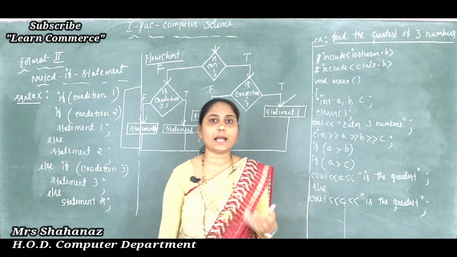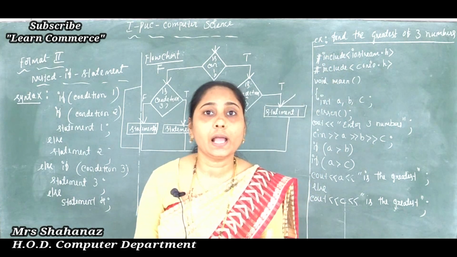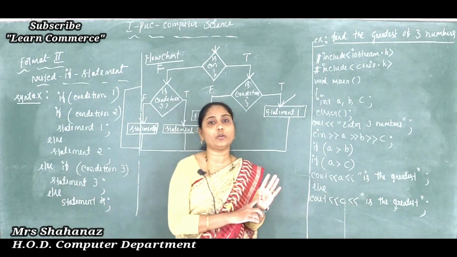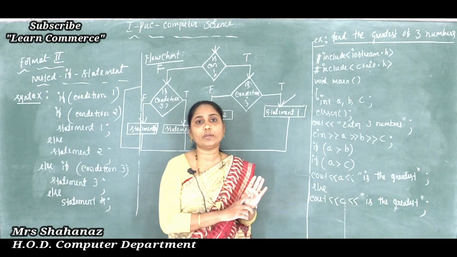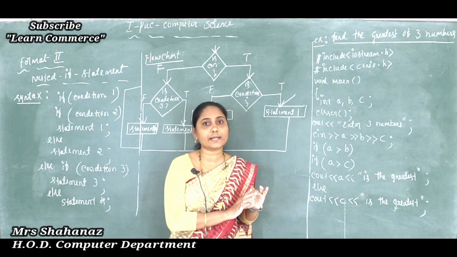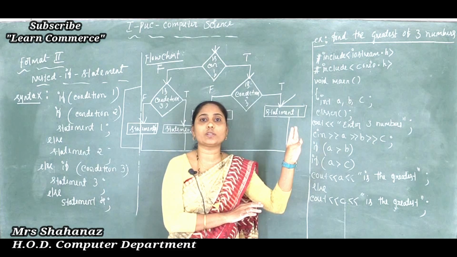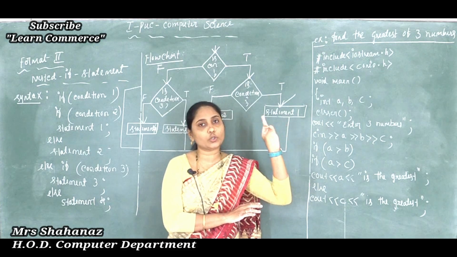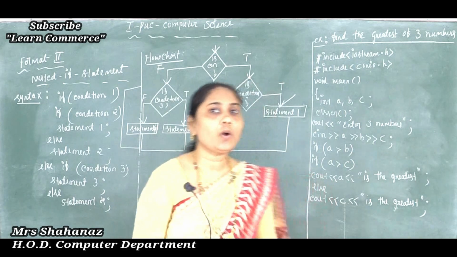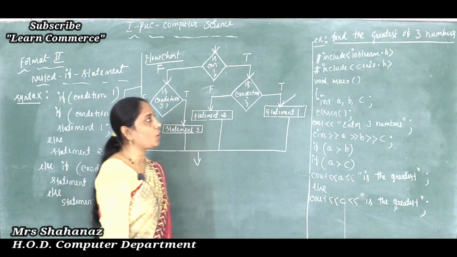In this case I don't know which is the greatest number. Maybe if you select the A value as 10, B value as 20 and C value as 30, I already added some values. A is equal to 10, B is equal to 20 and C is equal to 30 here. Now I am going to find the greatest of 3 numbers.